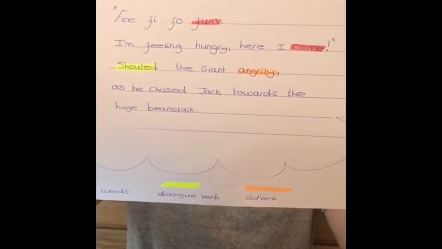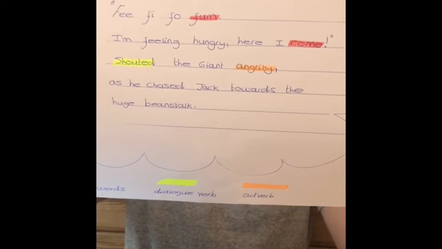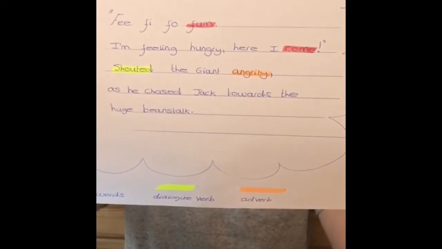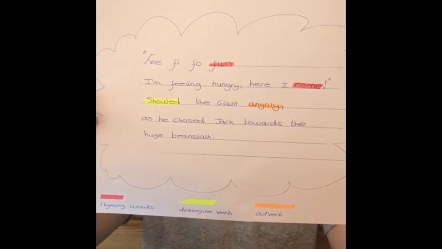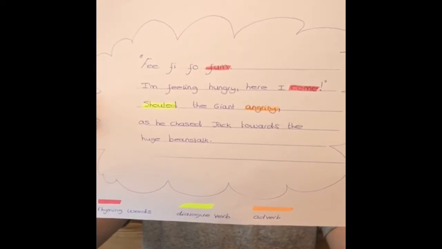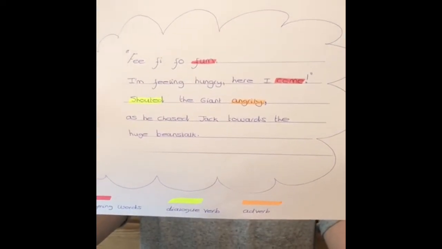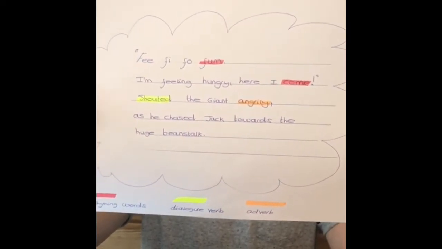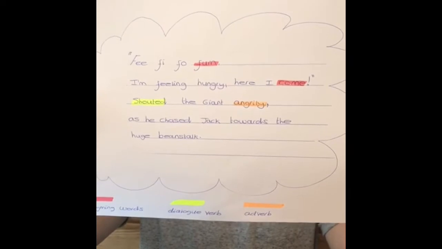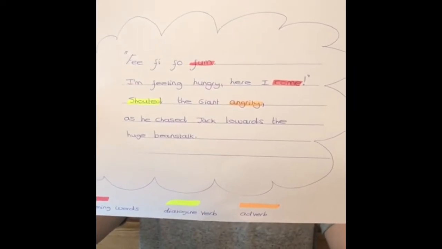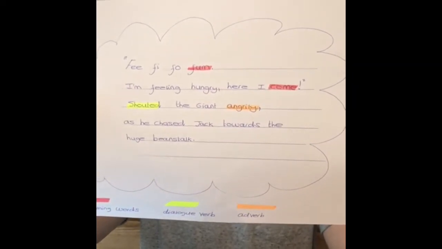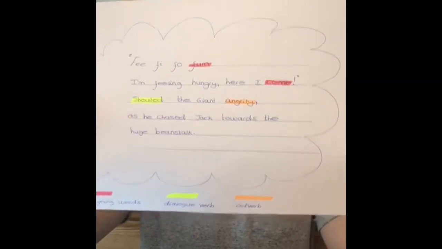And as you can see, just so it's really, really clear for you, I've highlighted my rhyming words in pink, and that's fum and come. I've highlighted my dialogue verb in yellow, which is shouted, and I've highlighted my adverb angrily in orange. So you could write your own rhyme without the dialogue verbs and adverbs, or to challenge yourself, you could put those in and use your speech marks too.